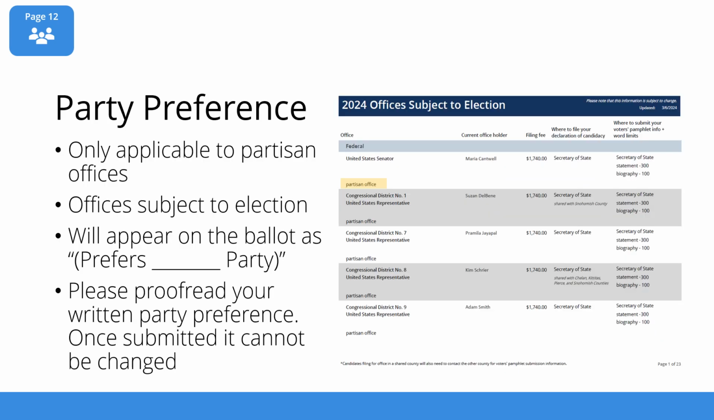Party preference. Writing down a party preference is only applicable to partisan offices. To determine whether an office is partisan or not, please refer to the offices subject to election. The party preference will appear on the ballot as "prefers blank party." Please take a moment to proofread your written party preference while filling out the Declaration of Candidacy form. Once it is submitted, it cannot be changed.